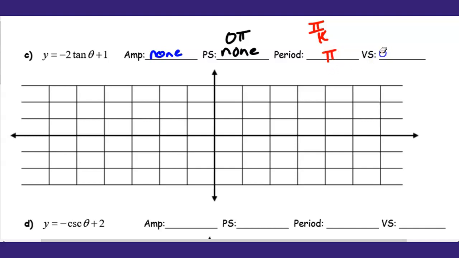And then the vertical shift is what? Up 1. Now listen, again, let me reiterate. Tangent only has a period of pi. You with me? So we don't use 2 pi over k. We use 2 pi over k for sine, cosine, cosecant, and secant, not with tangent and cotangent. Tangent has a period of pi. Got it?